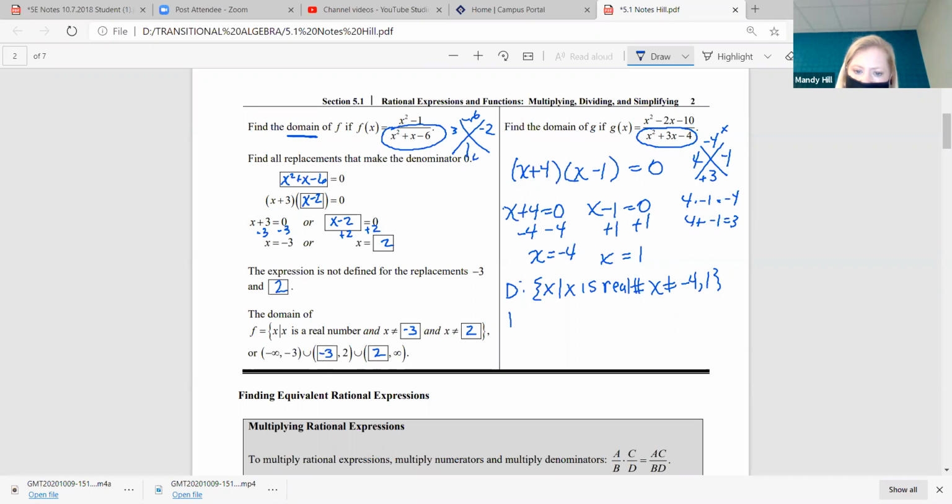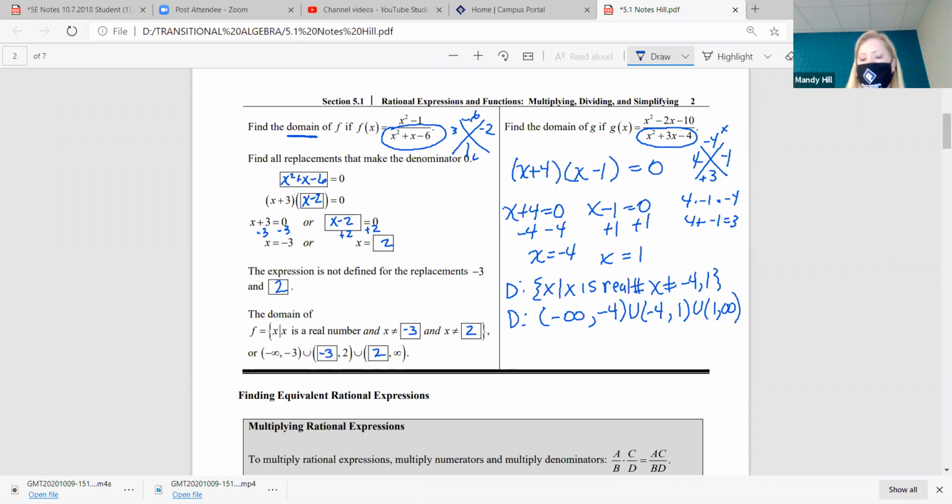The other way to write that would be that we're good from -infinity to whichever one of these two comes first on the number line. So we're good from -infinity to -4, but not at -4. Then we can pick it up again. All the numbers in between -4 all the way up to 1 are fine. And then from 1 to infinity, all of those are fine.